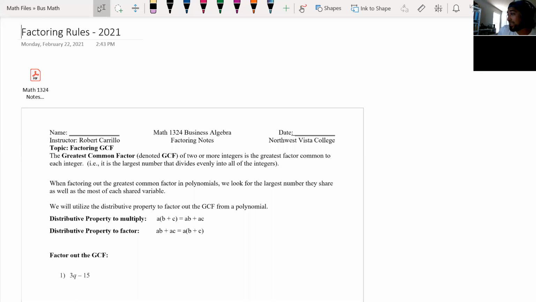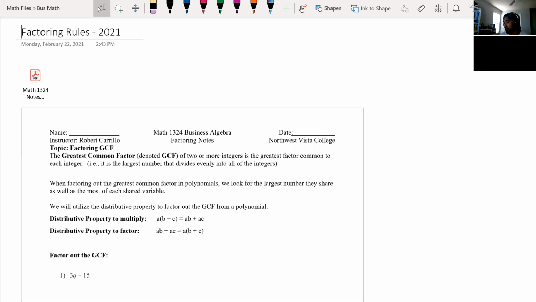Okay, so on the last set of notes we did, we were expanding, we were multiplying, we were distributing. Now we are going to reverse all of that in a method known as factoring. So the first examples we'll start out with is finding the greatest common factor.